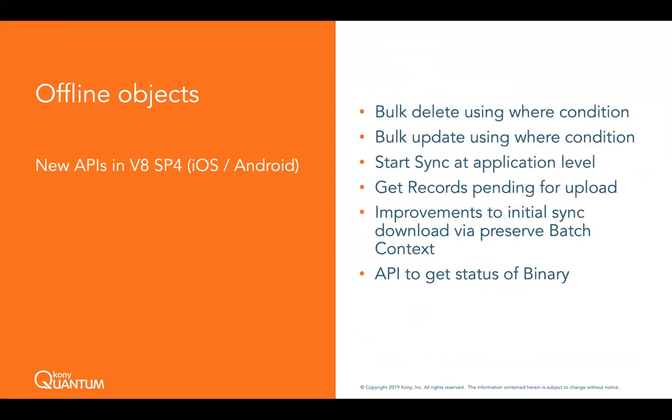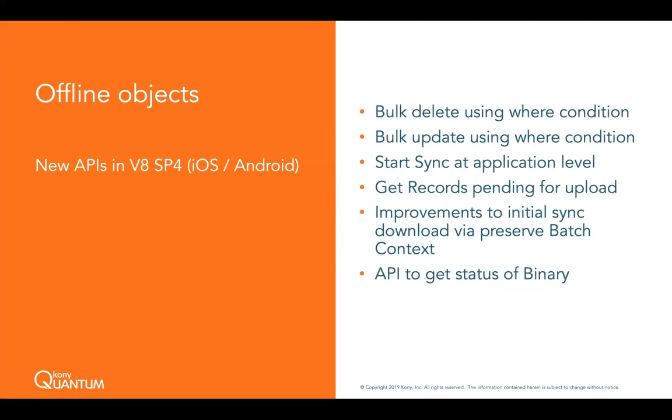And new APIs for V8 SP4 as is, we have added the option of bulk delete and update using a where class. So basically, you can say that all records that have been updated or modified since this morning, I want to do some global update. I want to add, say, a date tag for it. Then you can do a filter and you can do a bulk update and bulk delete for these kinds of things which have been added.